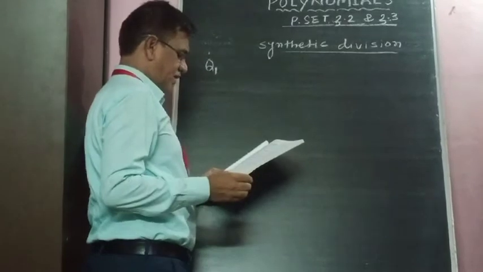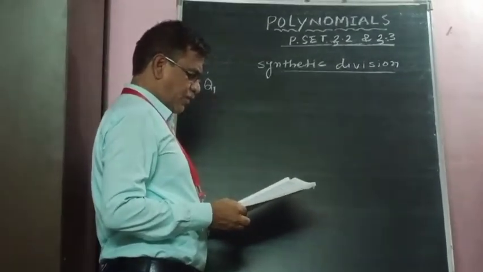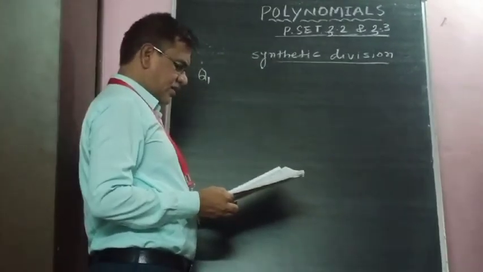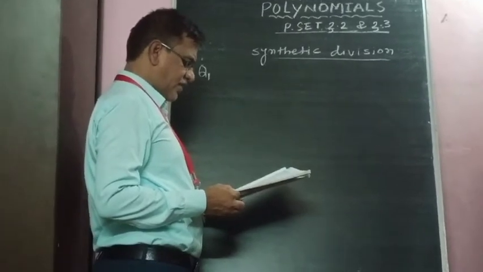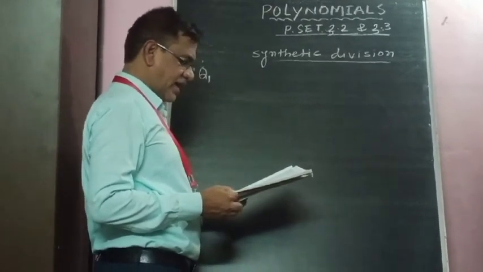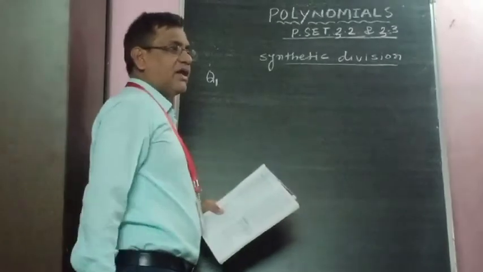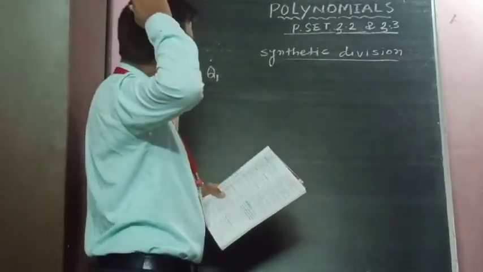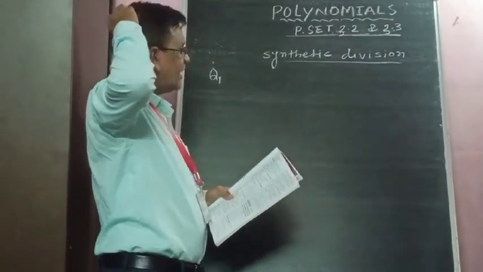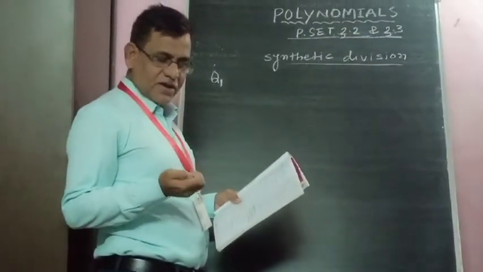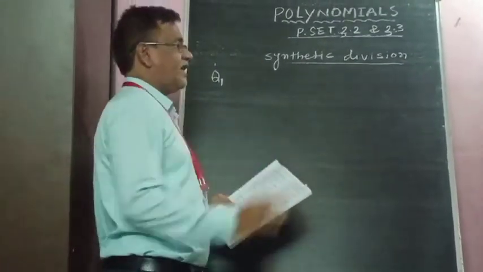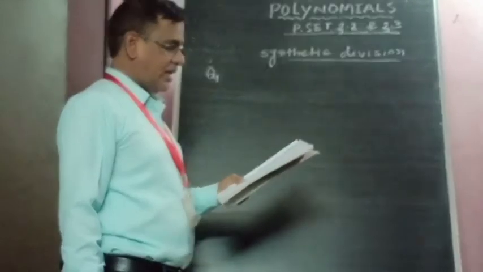Question number 1. Divide each of the following polynomials by the second polynomial by the synthetic division method. Okay, and also by the linear division method. But here the linear division method is now omitted from the syllabus. Okay, the reduced syllabus is only for synthetic division. Okay, not the linear division method.